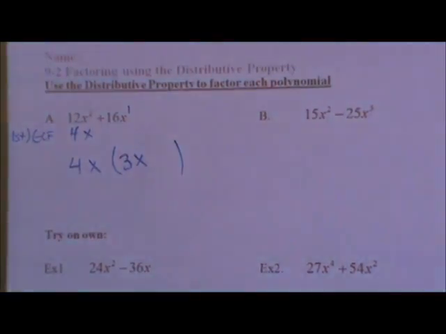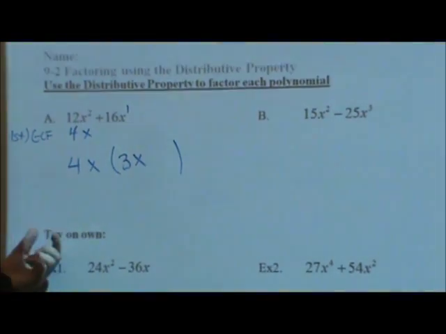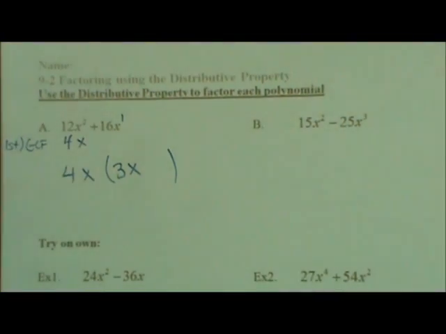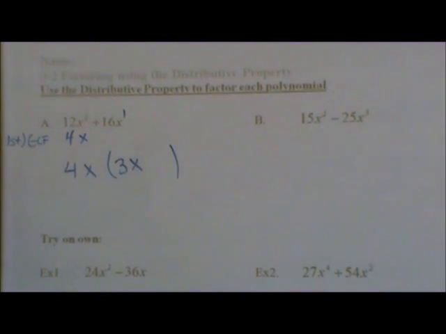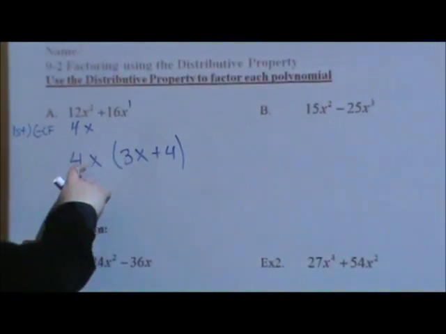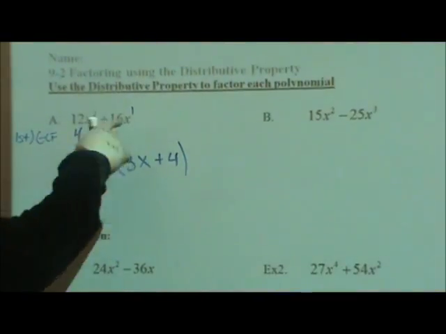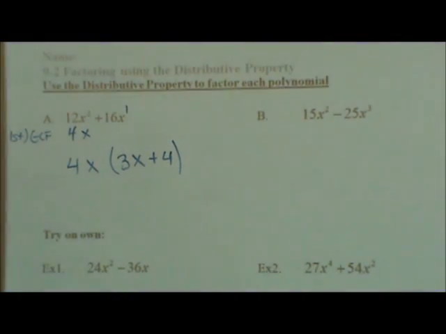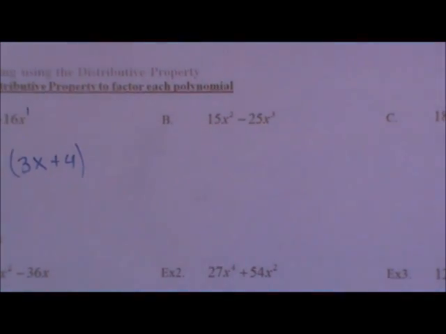And we can do the same process again. 4x times what gives us 16x, and it's going to be 4. 4 times 4, 16. There is an x here. I don't need one there because I only need x to the first. We successfully did the first problem. So we go to example B.